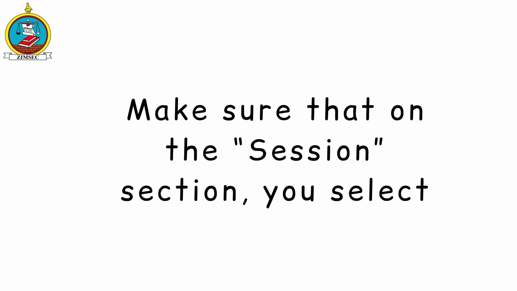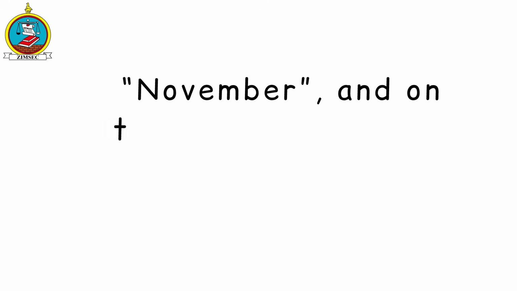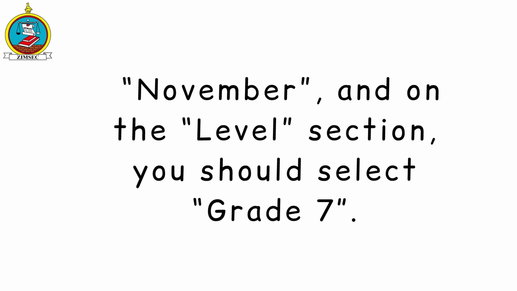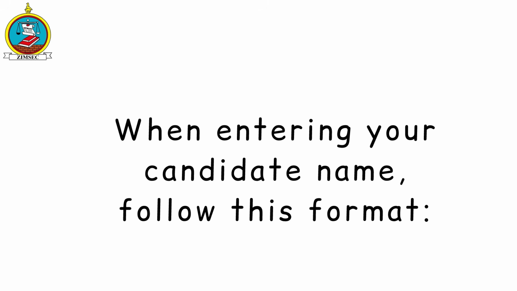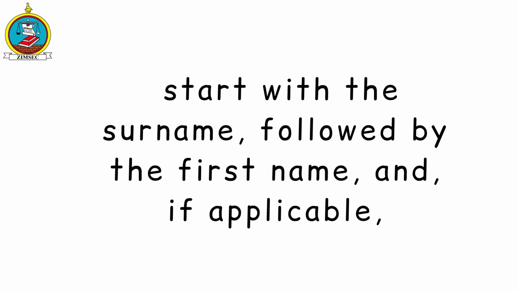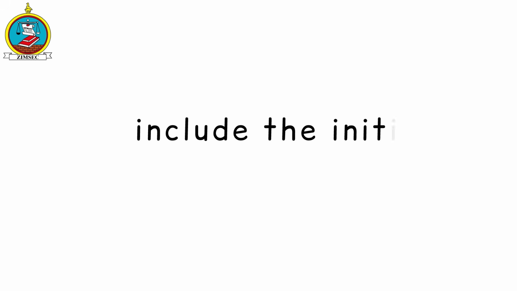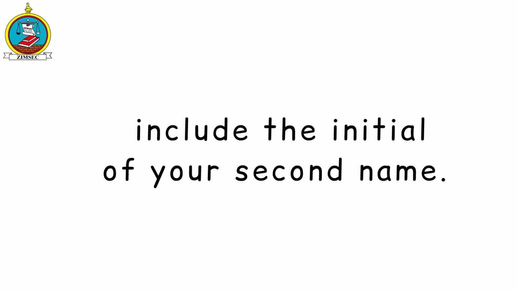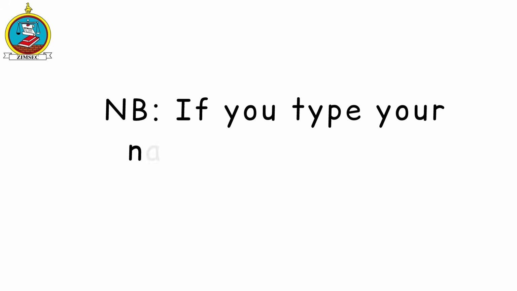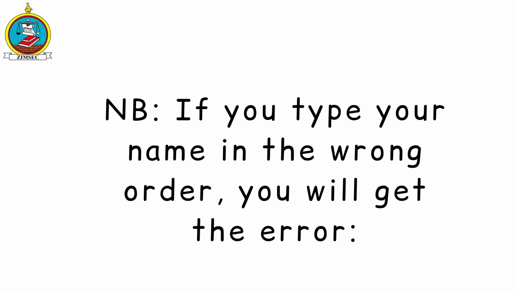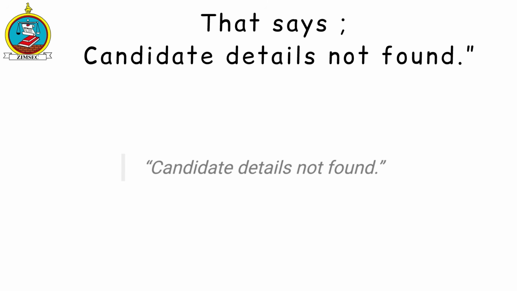Make sure that on the session section you select November, and on the level section you should select grade 7. When entering your candidate name, follow this format. Start with the surname followed by the first name and the applicable. Include the initial of your second name. Please note, if you type your name in the wrong order, you will get an error message that says candidate details not found. So make sure everything is correct.